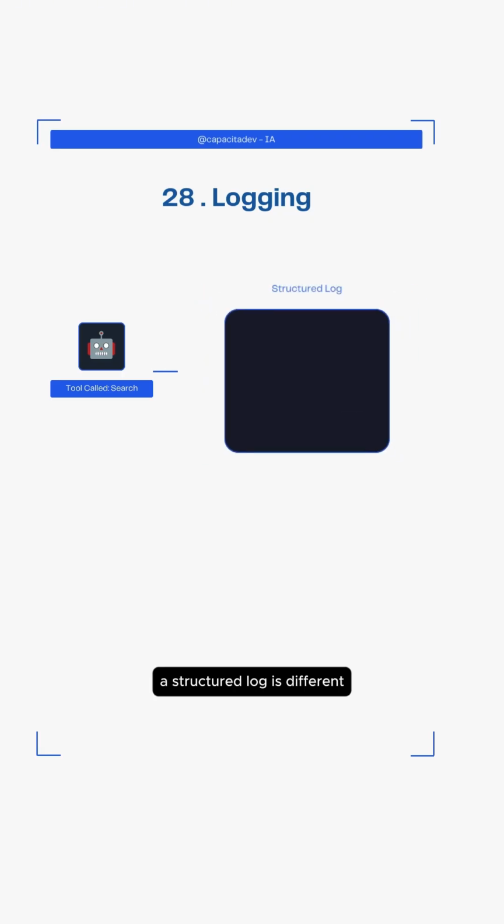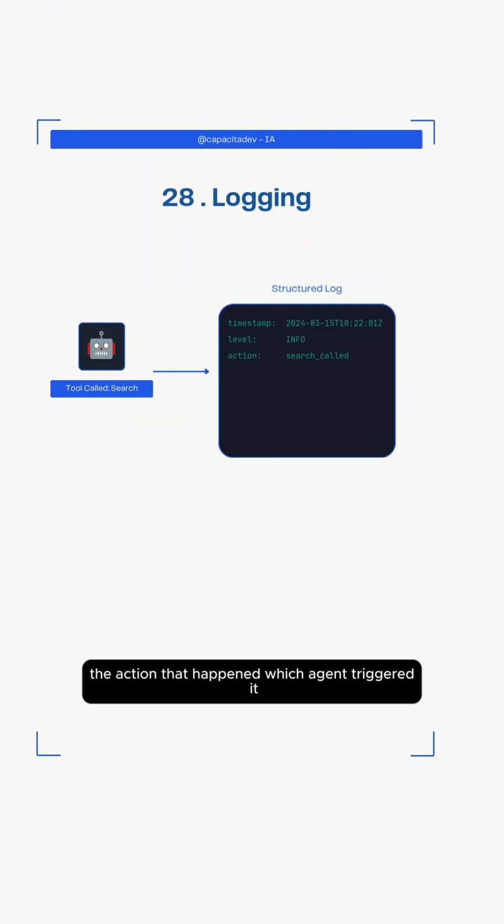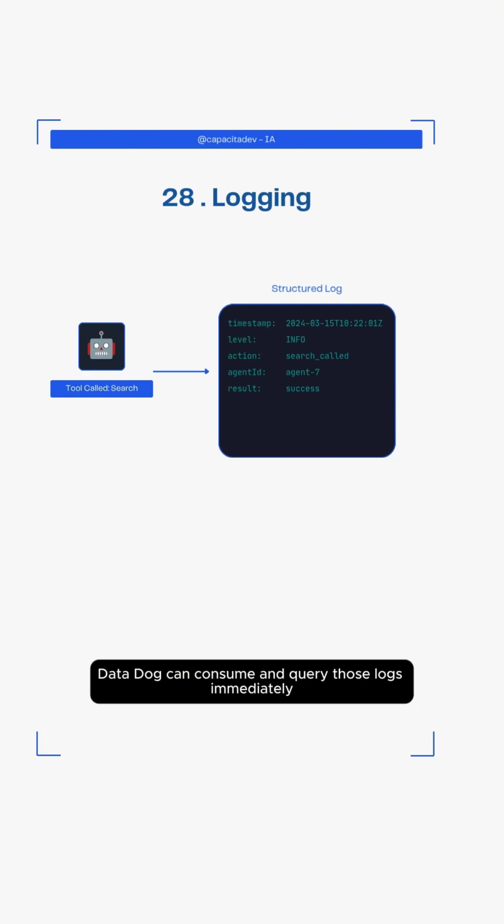A structured log is different. It's a set of labeled fields. Timestamp. Severity level. The action that happened. Which agent triggered it. And what the result was. Now you can ask real questions. Show me every time agent 7 failed a search in the last 24 hours. You get an answer in seconds. In .NET, Serilog makes structured logging clean and easy to wire up. And tools like Seq or Datadog can consume and query those logs immediately.